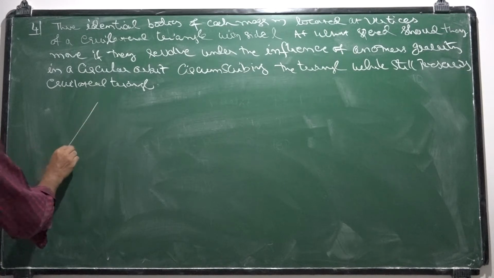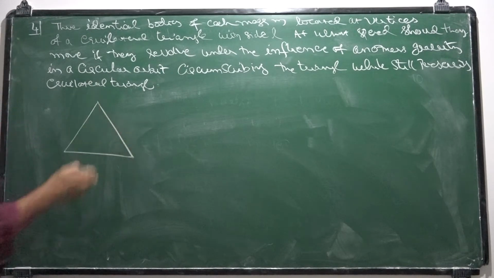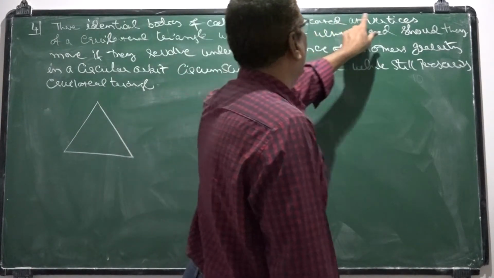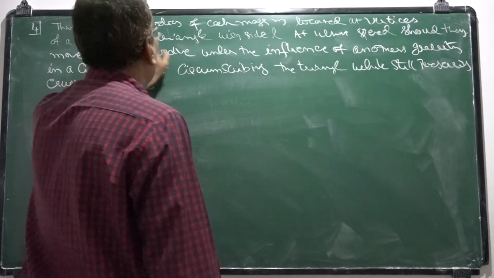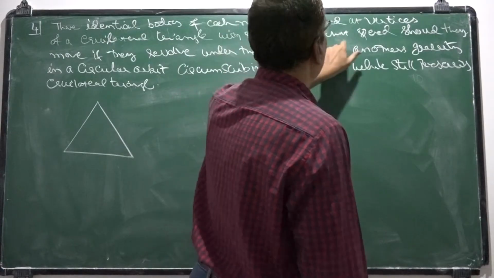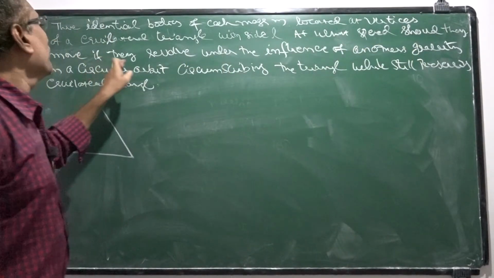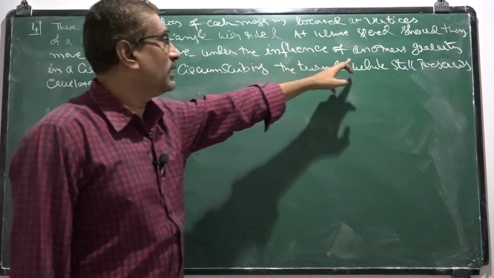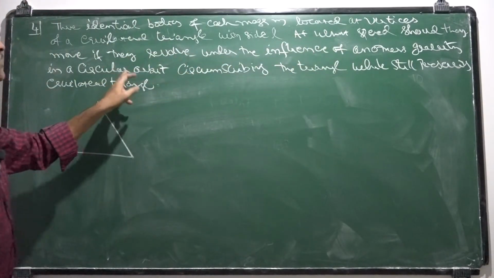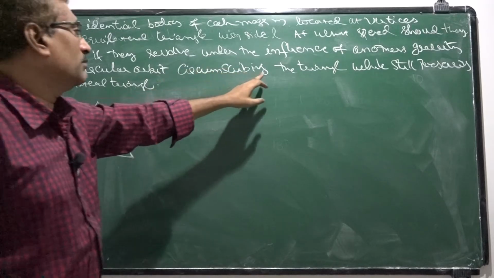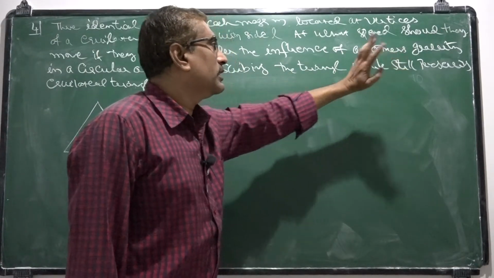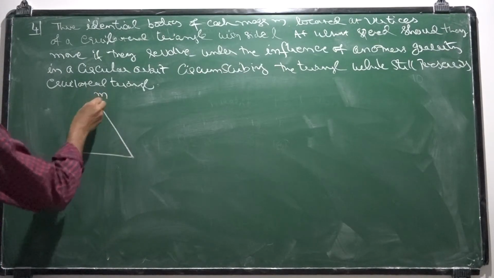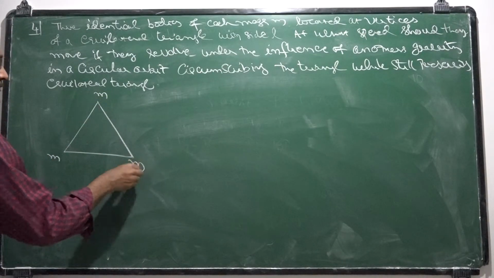Okay, the three particles, one minute. Three identical bodies, each of mass m, located at the vertices of an equilateral triangle with side L. At what speed should they move so that they revolve under the influence of one another's gravitational field in a circular orbit circumscribing the triangle, still preserving it as equilateral? That means they are the three vertices of a triangle like this.